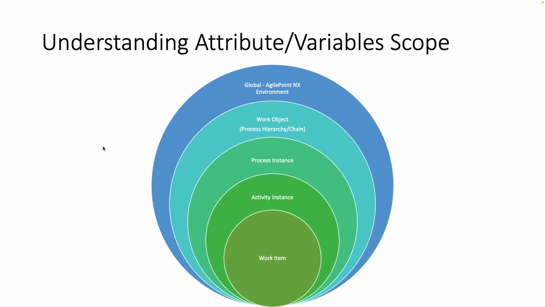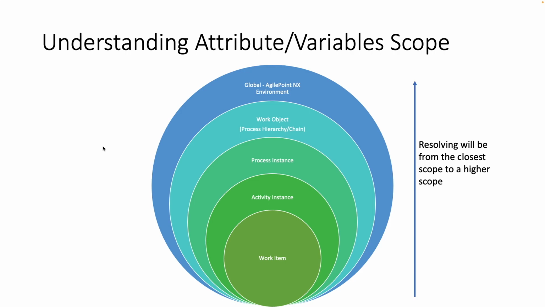AgilePoint is no different and uses scopes to distinguish between different parts of the application. The following slide shows the built-in scopes. At the bottom, which is the lowest level, we have the work item. Then on top of it we have the activity instance, on top of it we have process instance, and then work object, and then we have the global shared variable, which are on the level of an AgilePoint NX environment. When resolving variable, it will always start from the lowest or closest scope of the execution to the higher scope.